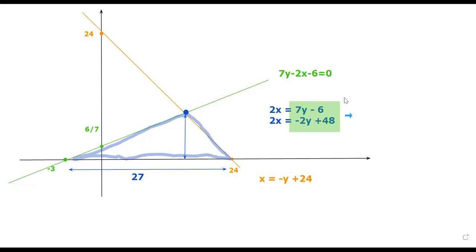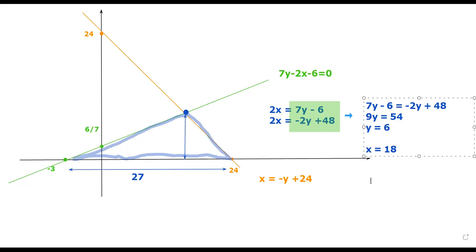So let us rewrite it as the following. 7y minus 6 is equal to negative 2y plus 48. After rearrangement, we know that 9y is equal to 54, and hence y is equal to 6. And of course, we can find our x, the corresponding value, which is 24 minus 6, equal to 18.